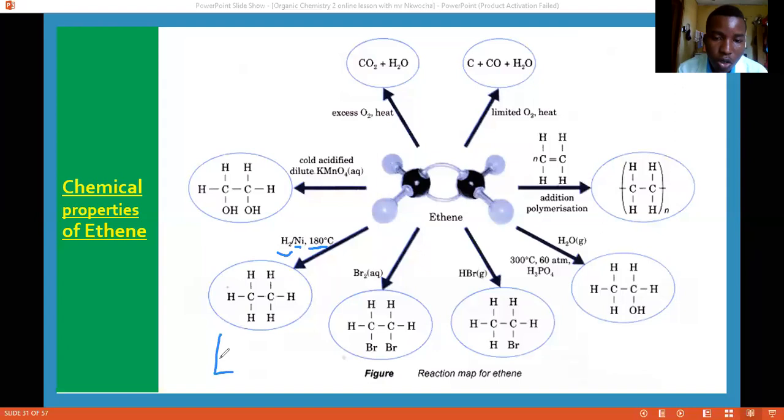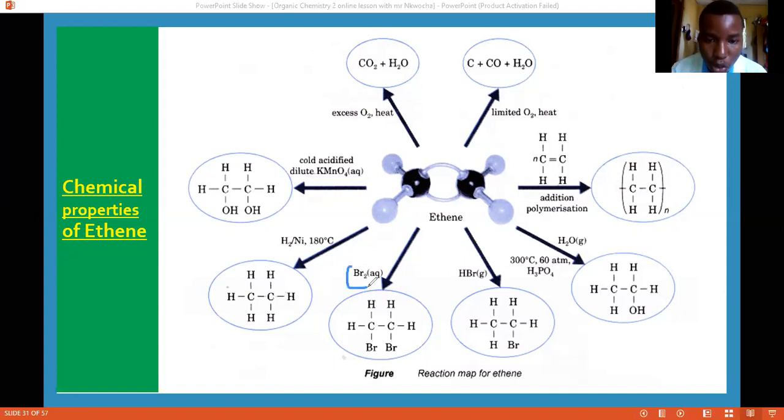So this is ethane. I'm dictating the name. Addition of hydrogen to ethene will give us ethane. So the double bond is broken. The second one is addition of bromine. Now remember what I told you, that the functional group is our reaction center. So it's at the double bond that the addition takes place.